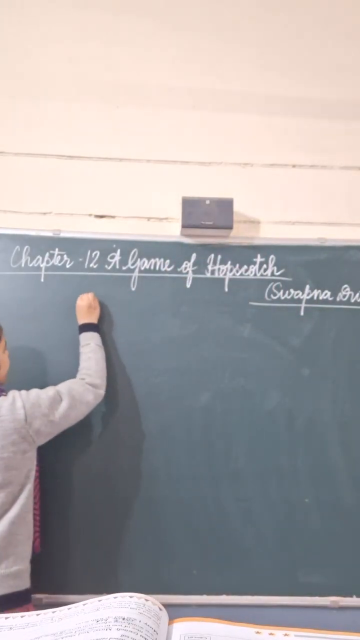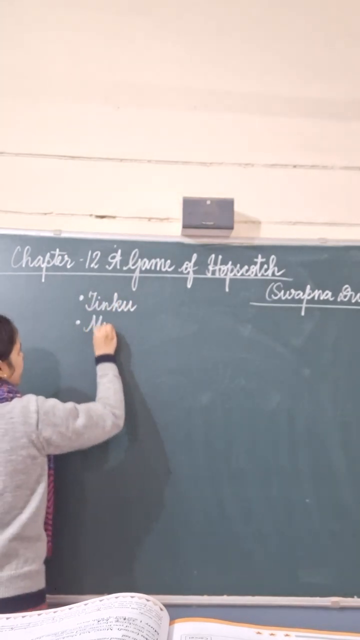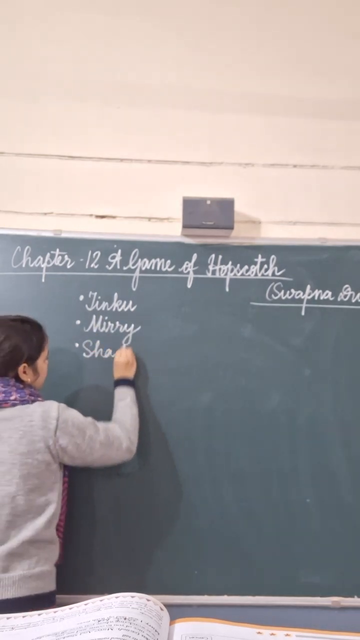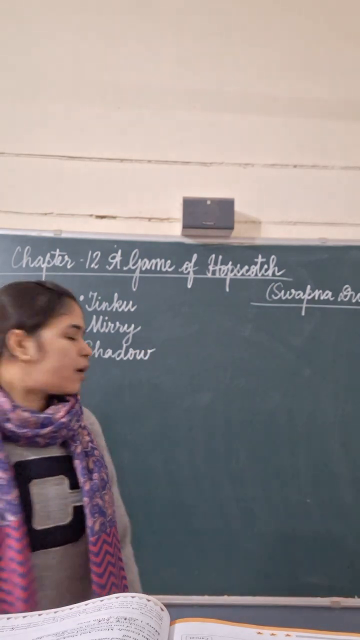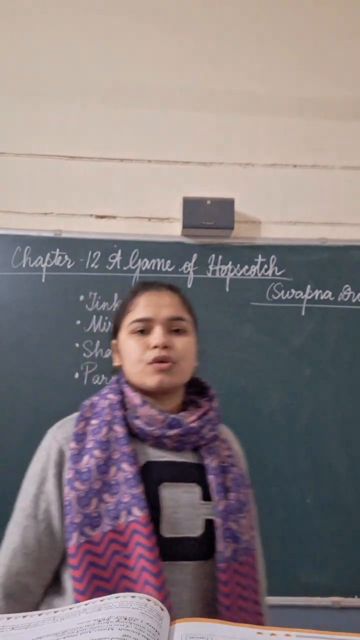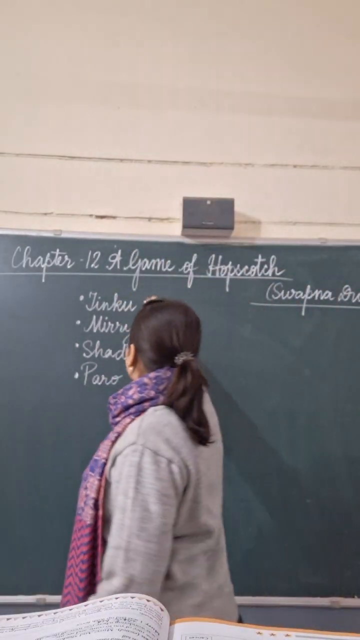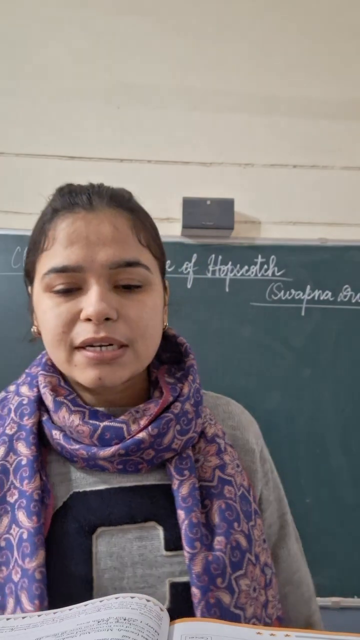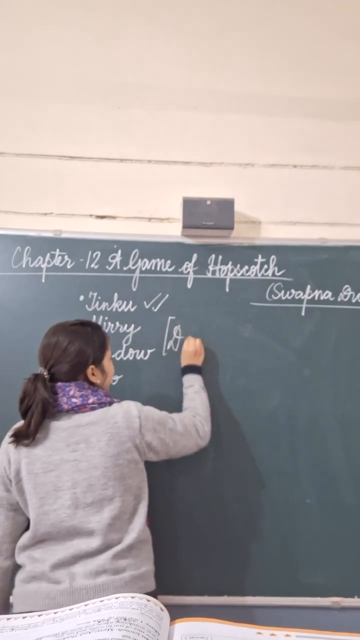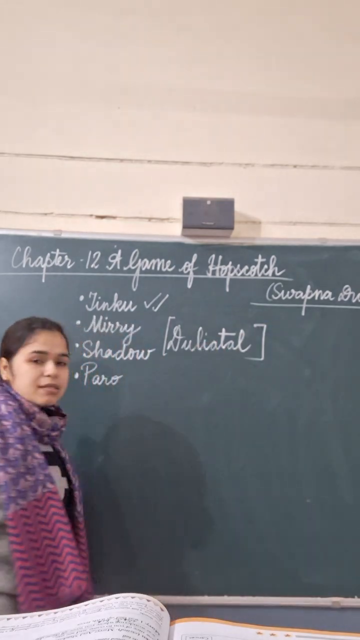So the characters which we will find in the story are Tinku, Miri, the dog Shadow, and the cousin Paro. Fine. So these are the four main characters of the story. So Tinku is a little girl. The main character is Tinku. She is the main one. Tinku is a little girl who lives in a remote cottage in Dulyatal. The story is based in a place called Dulyatal.